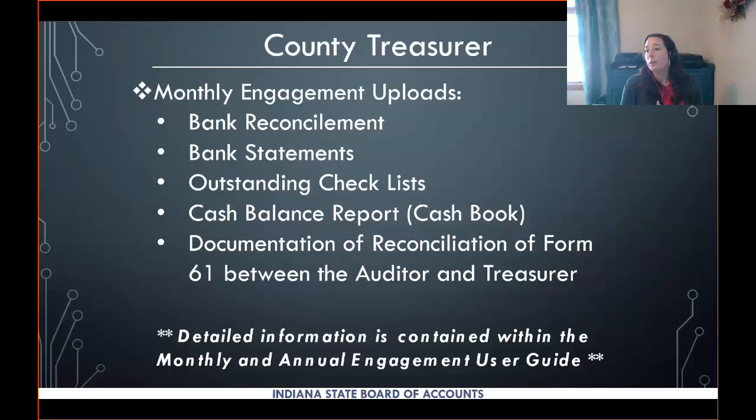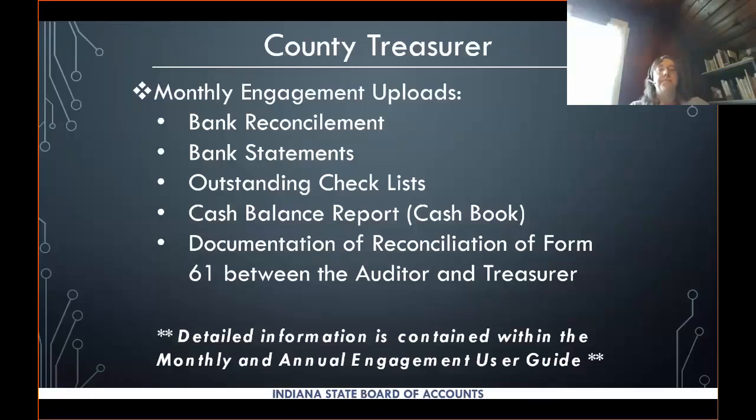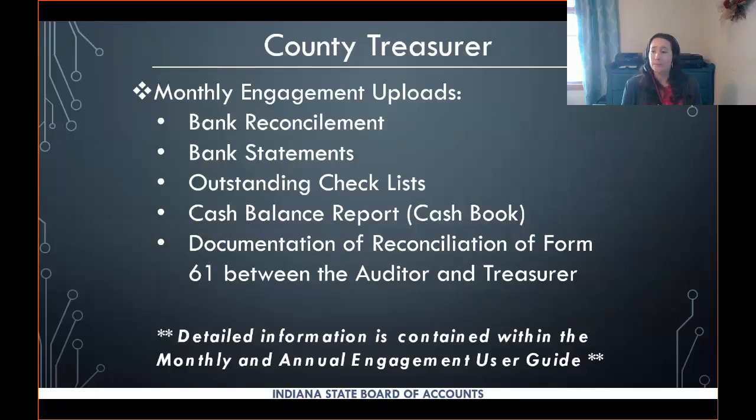We're also looking for the cash balance report. This is your cash book. This is what you're reconciling your bank statements to. Again, I won't go into huge detail about this. The documentation of reconciliation of Form 61 between the auditor and treasurer is listed not only on the auditor side, but on the treasurer side, because depending on how your county does it, it could be that the treasurer holds that documentation of reconcilement, or maybe the auditor holds that. Maybe you come together and do it. Maybe you both have a copy.